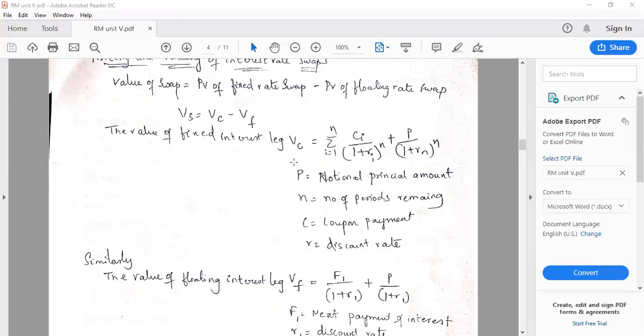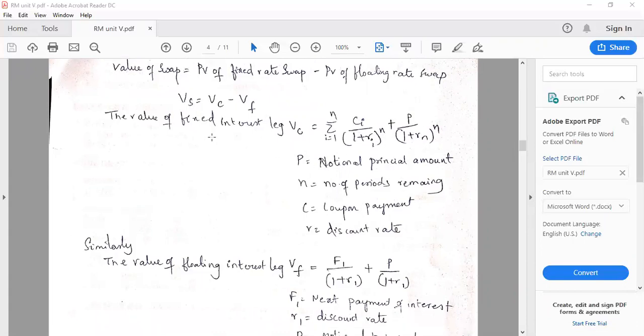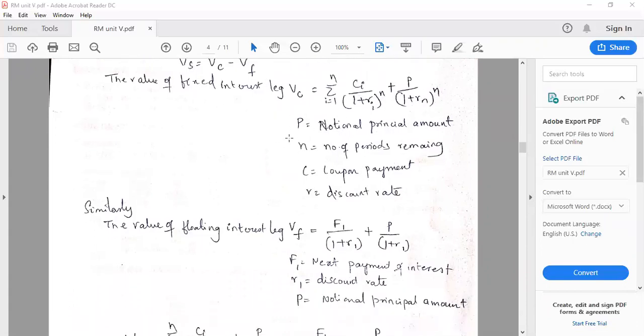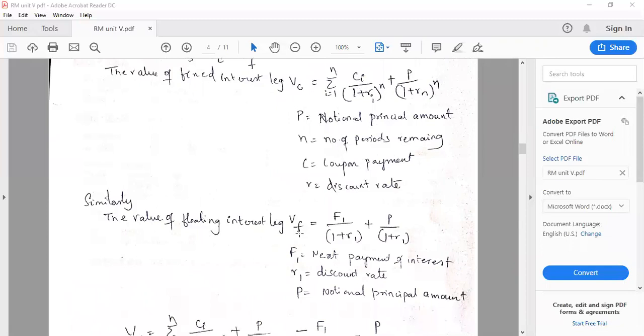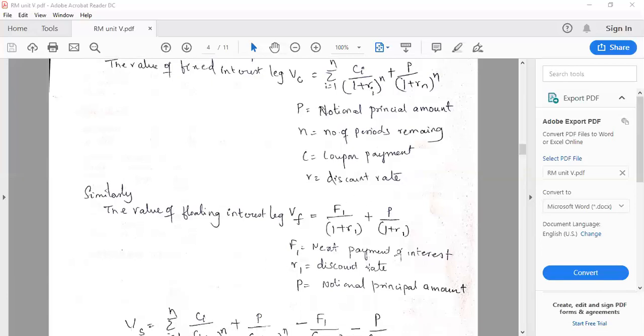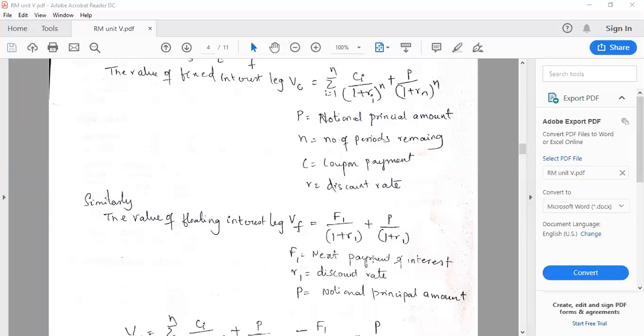So the fixed interest rate leg Vc is equal to sigma i equal to 1 to n of Ci by (1 plus Ri) to the power of n, plus P by (1 plus Rn) to the power of n. So this is the formula for the fixed interest rate leg. Similarly, the value of the floating interest rate leg Vf is equal to F by (1 plus R1) plus P by (1 plus R1). Here we consider only one term because the value is fixed, right?